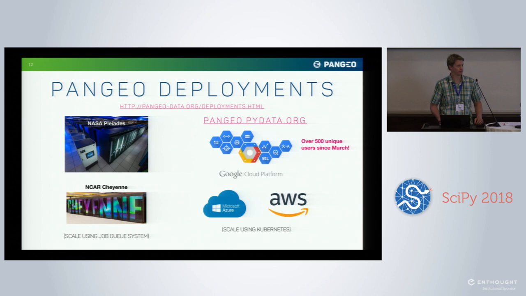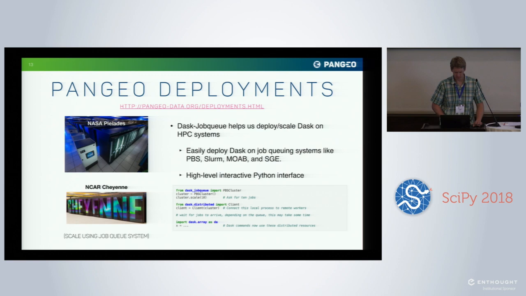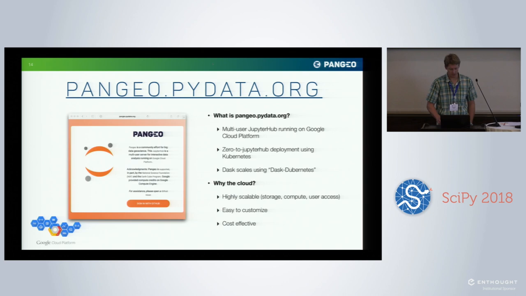analysis workflows. So just to highlight a few things here, if you're an HPC user, so I work at NCAR, I use the Cheyenne supercomputer all the time, I want to be able to use this same workflow there. So we've been developing a new package called Dask Job Queue that allows us to easily deploy Dask distributed on HPC systems that use job queuing software like PBS or Slurm or SGE. And it has this really nice high-level Python interface. So I just import Dask Job Queue, and it allows me to manage my PBS submissions from within a Python interpreter. So check that out. It's a new package. I think we're finding that it's quite useful.